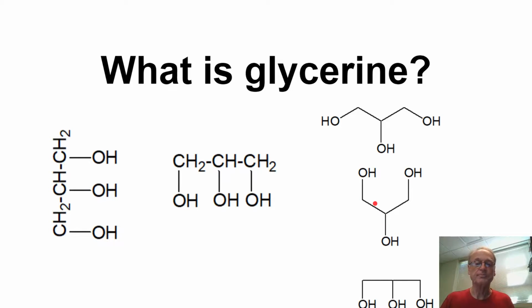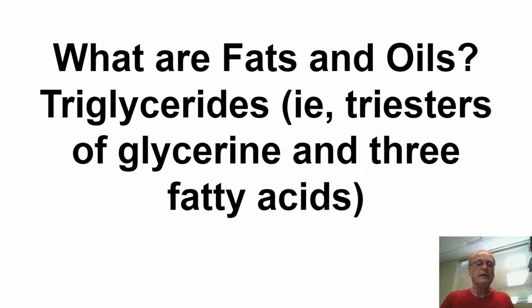Anyway, that's glycerin. By the way, it's a naturally occurring compound found in many cells. Now, what are fats and oils? Well, fats and oils are technically called triglycerides, which means that they are triesters of glycerin plus 3 fatty acids. So triglyceride is just a fancy word that means triester. So what is a triester? It's a compound that has 3 ester groups.